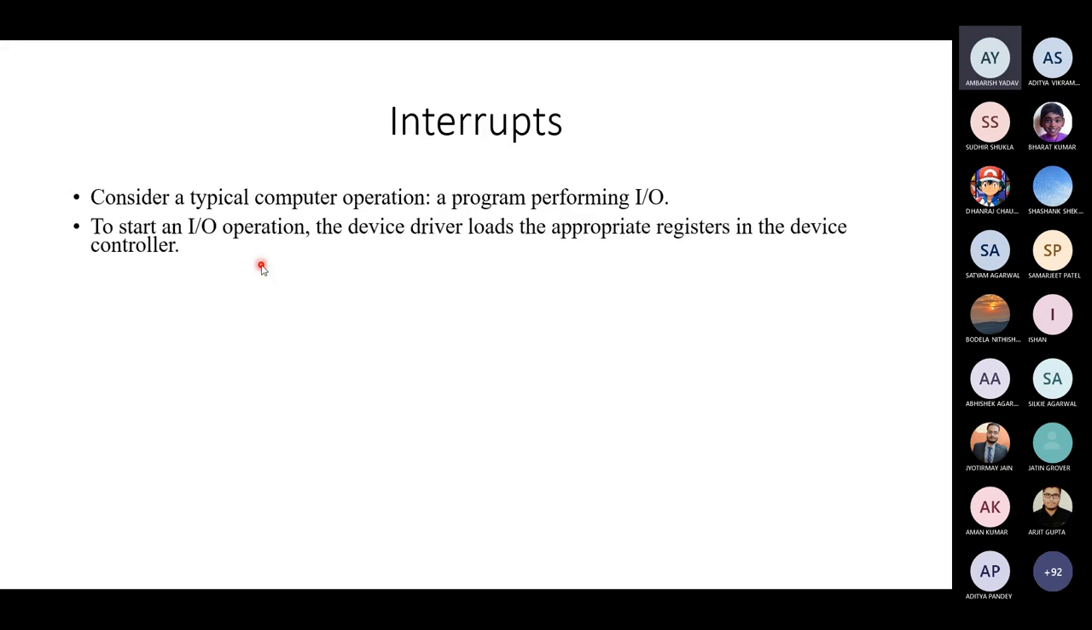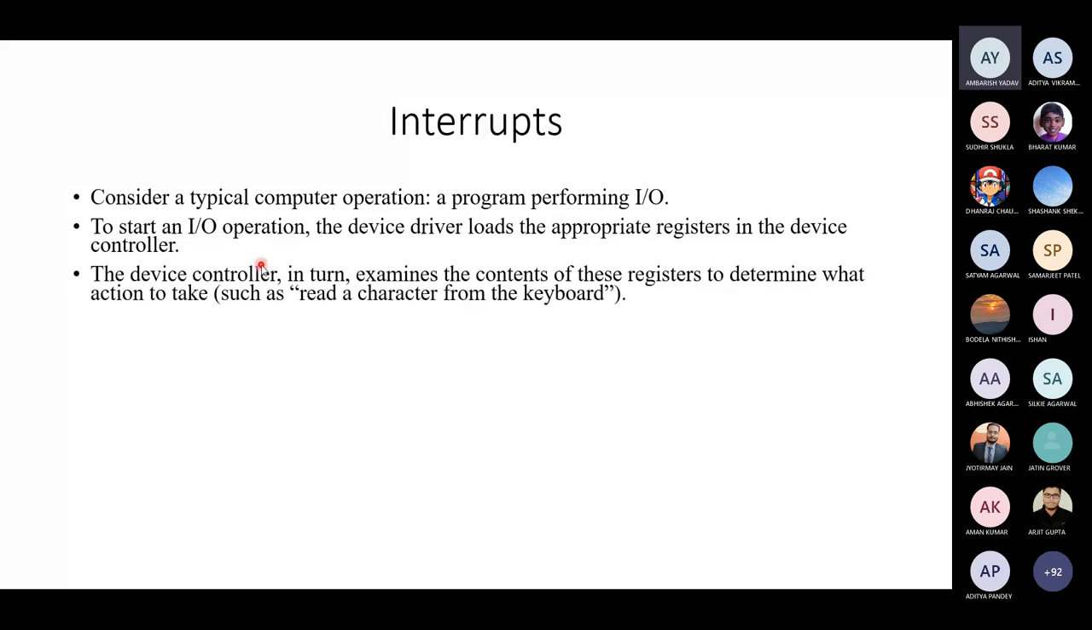So for an IO operation, the device driver for the keyboard will load the appropriate registers in the device. When I press something, the device controller examines what key has been pressed and what action needs to take place, that is, what the character is. Suppose I press A, the action is that A should be printed on the screen.